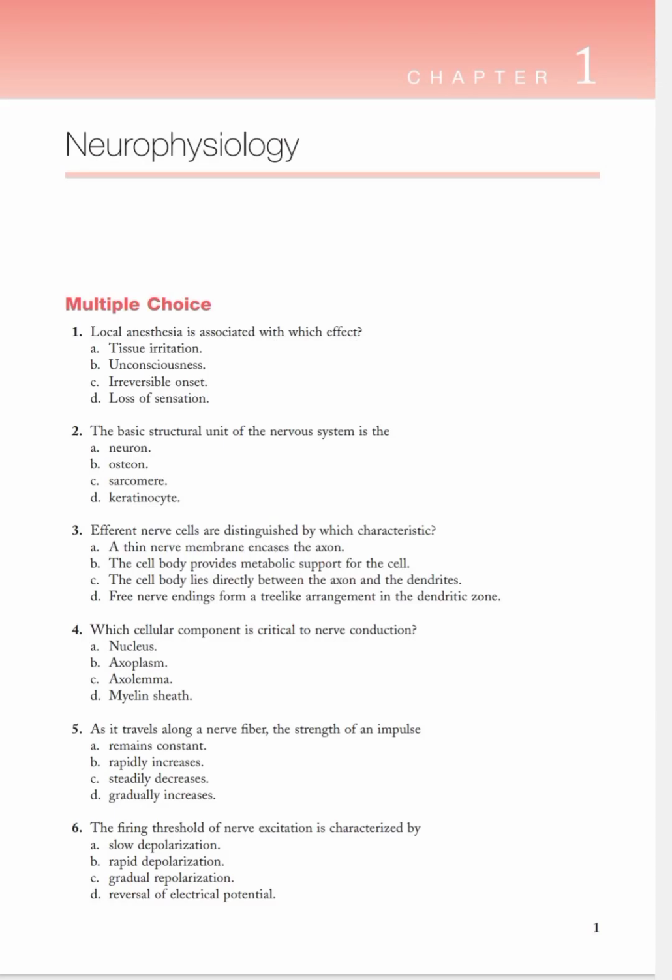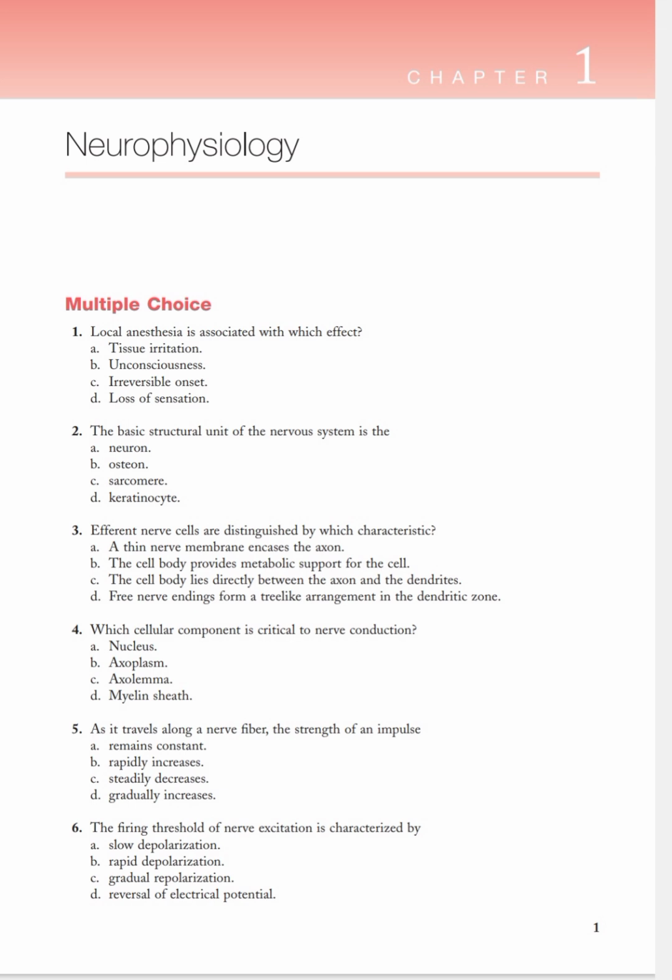1. What are the side effects of local anesthesia? A. Tissue irritation. B. Loss of consciousness. C. Irreversible onset. D. Loss of sensation. The correct choice is D.